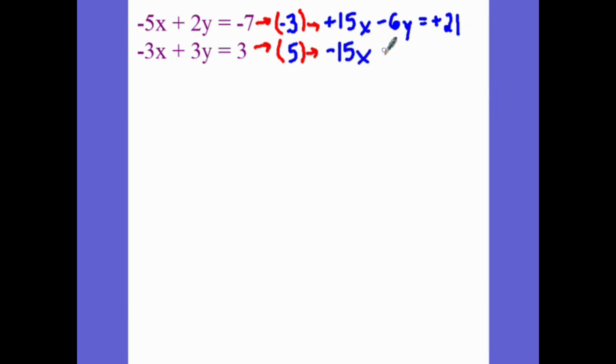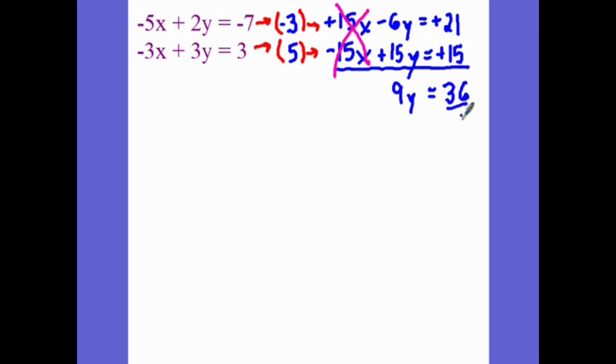3y times 15, positive 15y. And finally, 3 times 5, 15. Again, always put a plus there if it's positive. As usual, you eliminated the x's. And going straight down, this gives us 9y equals 36.